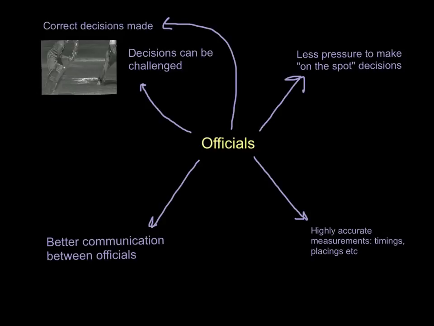It's going to take the pressure off the official, which leads us on to that point. There is less pressure to make on-the-spot decisions. If they want to refer it, they can refer the decision and make sure they get it right. Equally, players can challenge decisions. "I don't think that was out. I want to challenge it so we get a fourth official's viewpoint." So we can challenge decisions as performers. That benefits the officials as well because it ensures that the correct decision is being made.